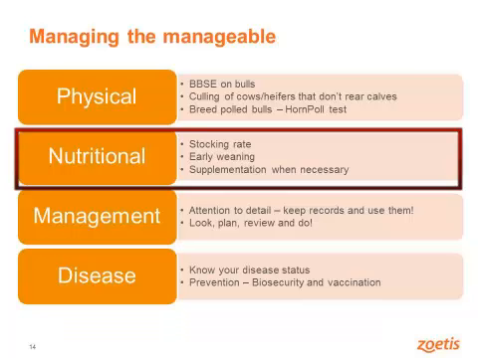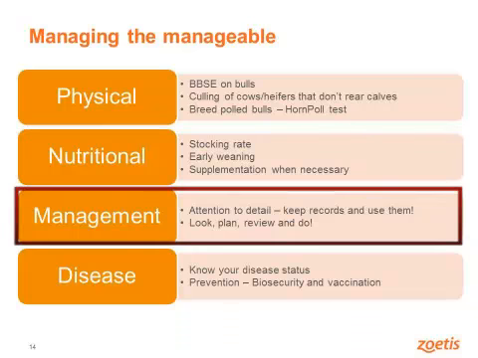Nutrition can be managed in an extensive grazing situation by managing stocking rate, by carrying out early weaning to remove a significant nutritional drain on cows, generally going into the winter months, and by supplementation where necessary with things like non-protein nitrogen or phosphorus.